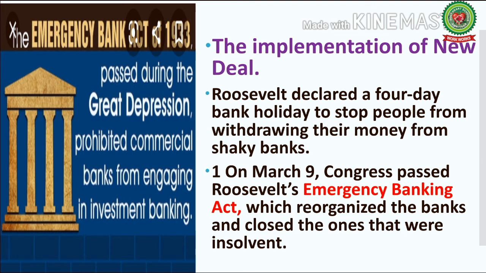On March 9, Congress, the legislature of America, passed Roosevelt's Emergency Banking Act, which reorganized the banks and closed the ones which were insolvent or which were not able to pay the loans which they had taken from the Federal Reserve.